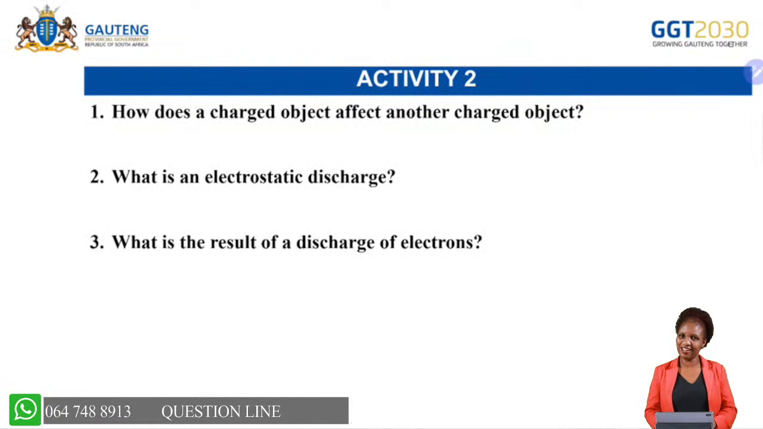Done writing, Grade 8? That's very good. Let's look at our questions again. Question number 1 says, how does a charged object affect another charged object? Question number 2, what is an electrostatic discharge? Question number 3, what is the result of a discharge of electrons? Were you able to answer the questions?